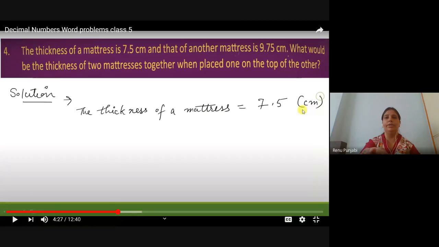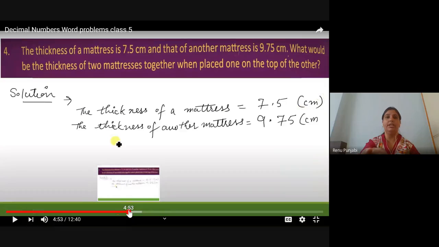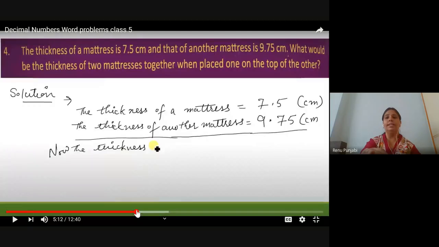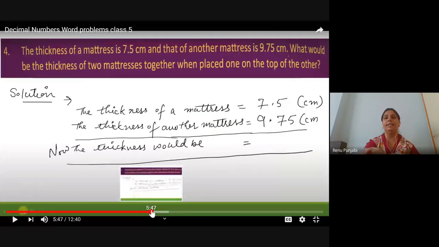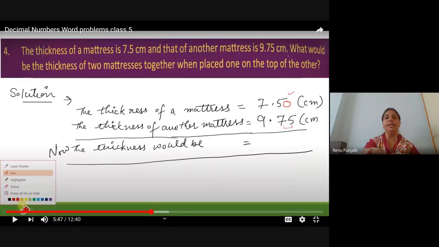The thickness of the mattress is 7.5 centimeter and the thickness of another mattress is 9.75 centimeter. In the second one, there are two decimal places, two place values after the decimal, but in the first one, only one place value. So we add a 0 and then add. After making them like decimals, now you can easily add them.